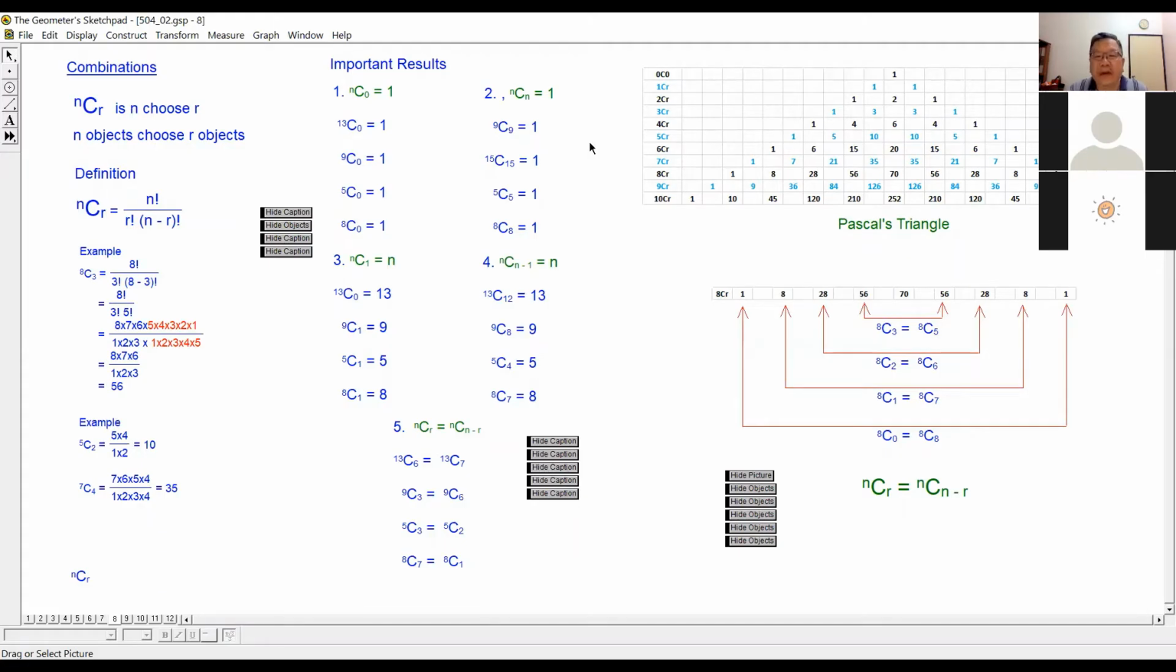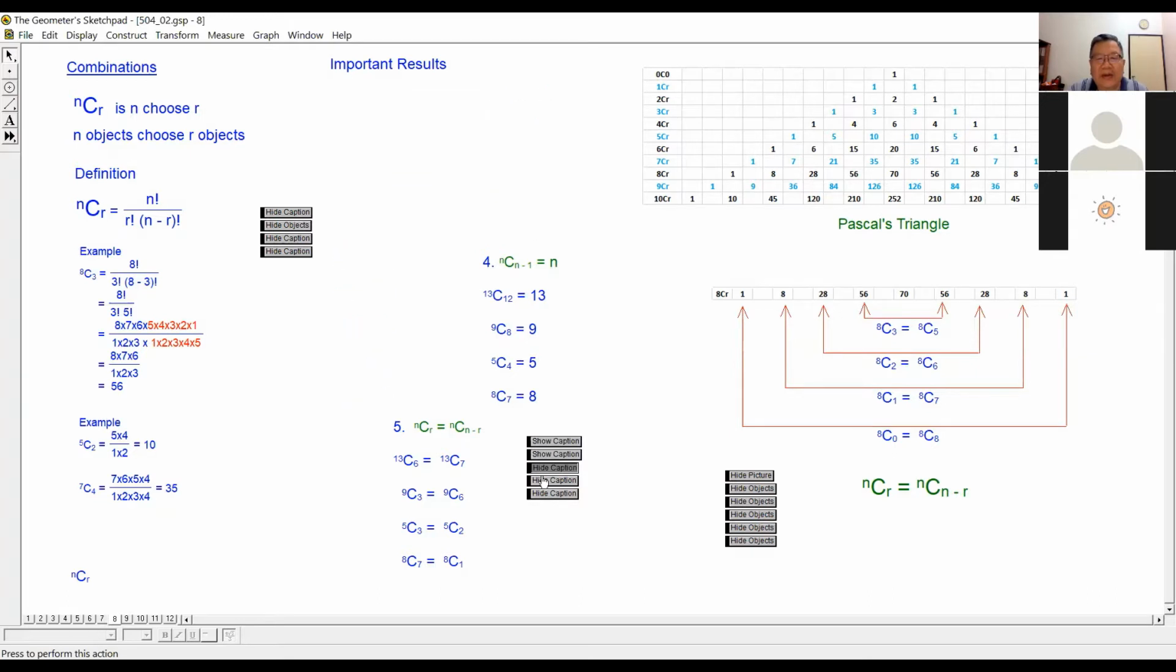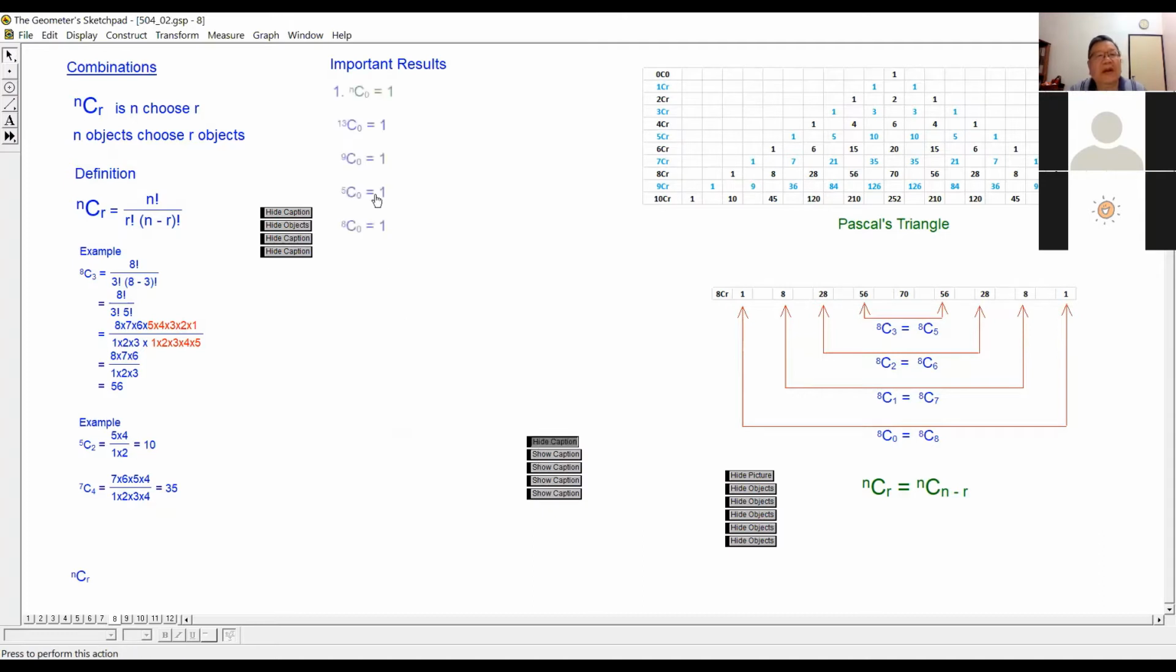Important results regarding this nCr. Now, the first important result is this one: nC0. nC0 is always 1. Let's say 13C0, answer is 1. 9C0, answer is 1. 5C0, answer is 1. And anything C0 is 1, because if you don't choose anything, there's only one way.